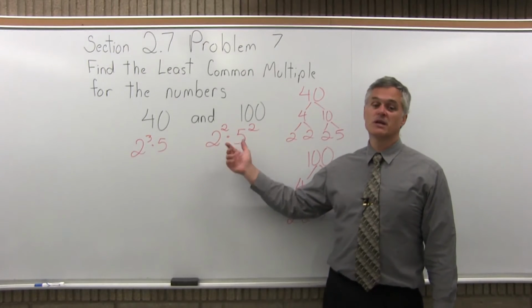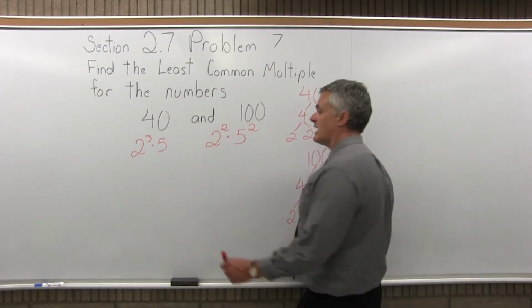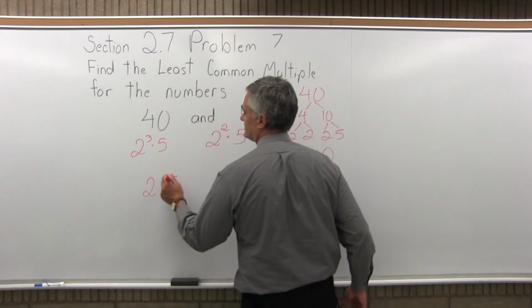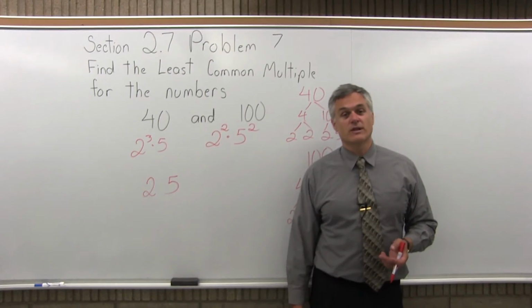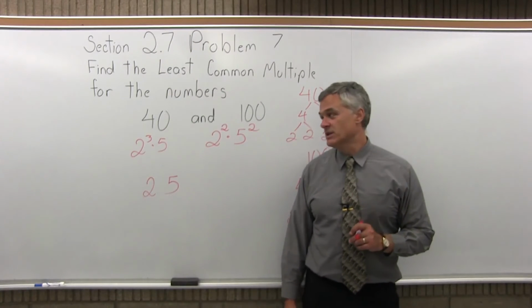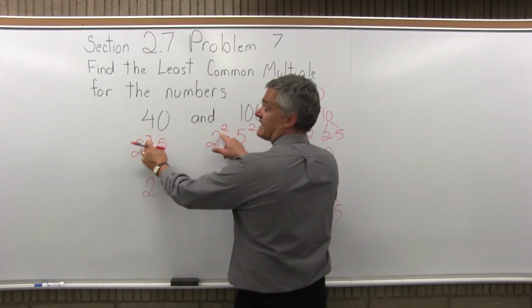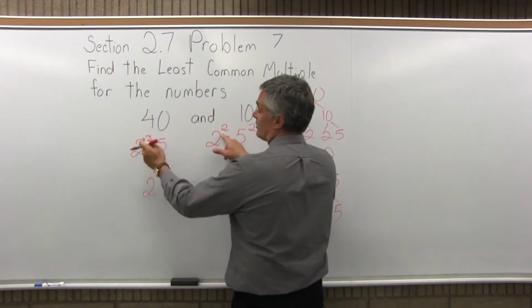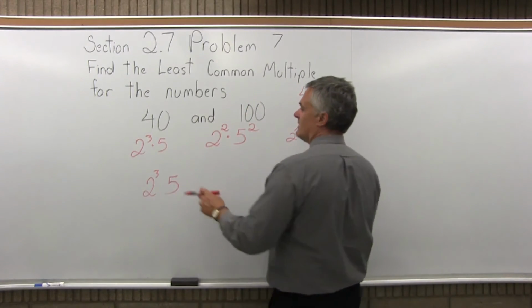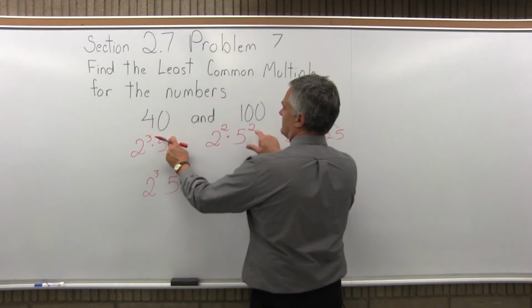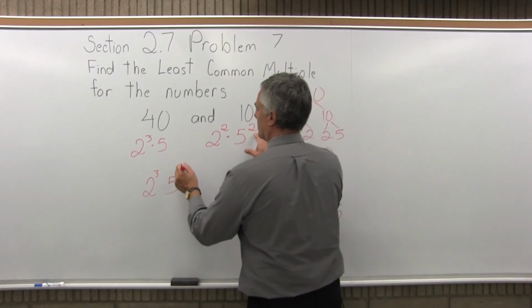Next, what I want to do is make a list of any prime that's used in either prime factorization. So it's really 2 and 5. Next, I want to consider the exponents for those primes, and where I have exponents, I want to choose the larger exponent in each case. So for my 2, I have exponents of third power and second power. I want the larger one, so third power is bigger than second power, so I take 3. Now for the 5, I have first power and second power. Second power is larger than first power, so I take second power.